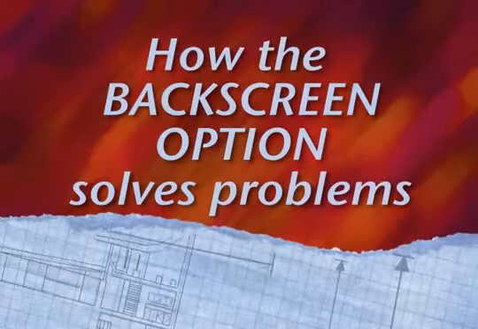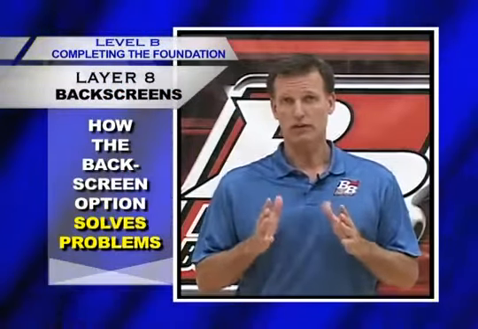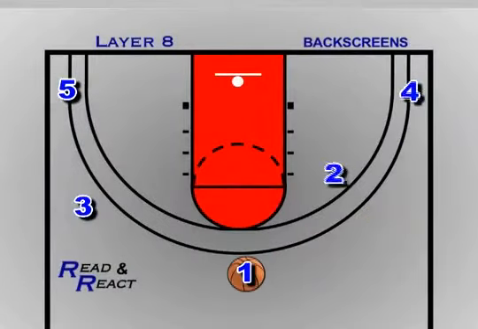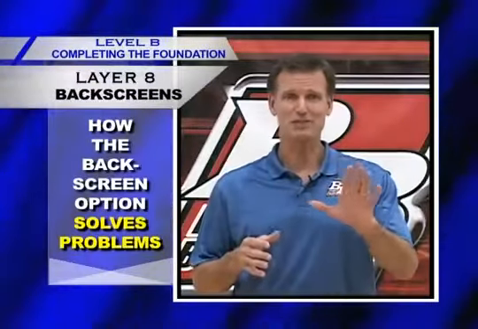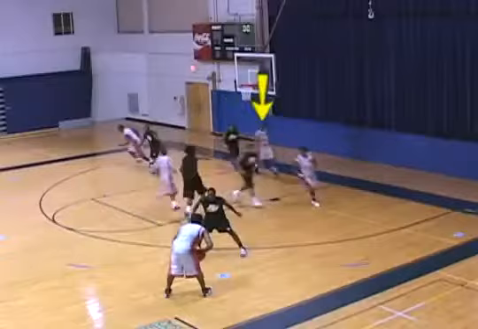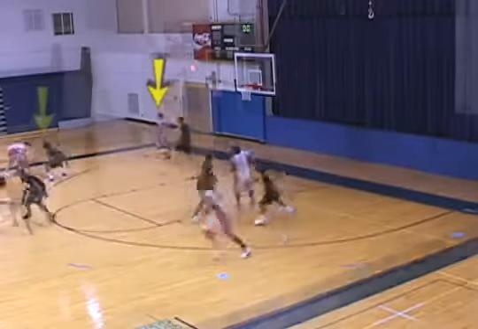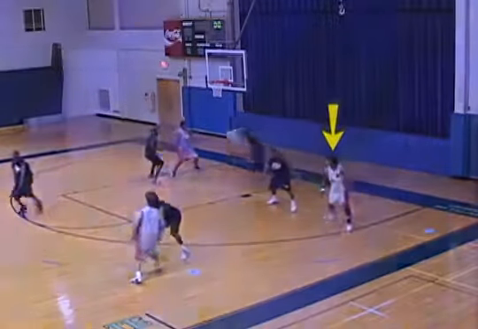How the back screen option solves problems. Setting a back screen while filling out also solves a problem. Sometimes, players make mistakes and fill out to the wrong side where there are no empty spots. I know that's hard to believe, but sometimes it happens. If it does, there's no need to panic, turn around, and vacate that side of the floor. Just set a back screen and take your teammate's place.